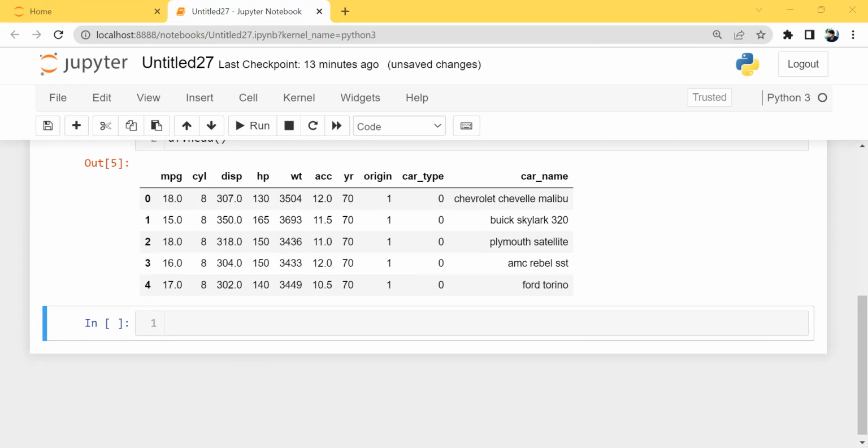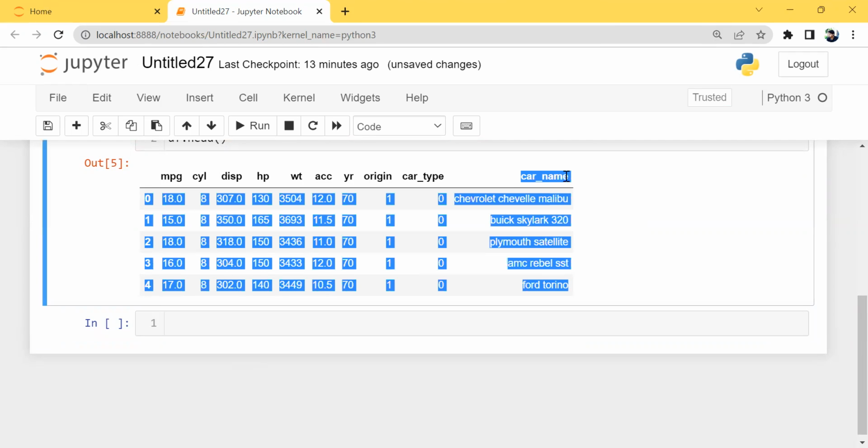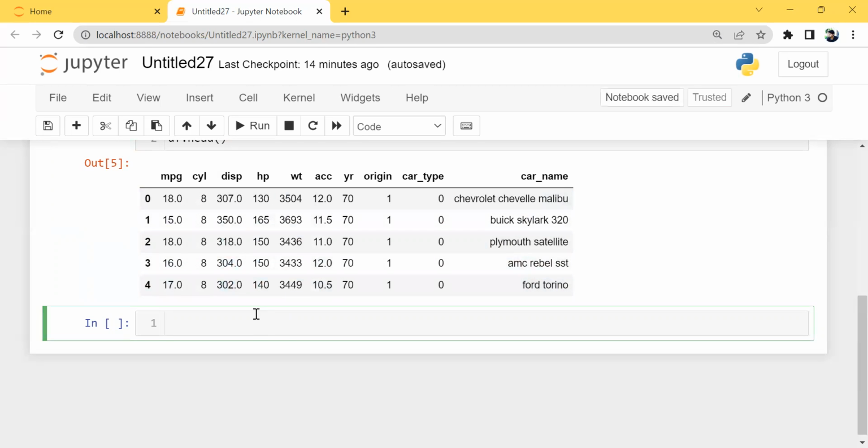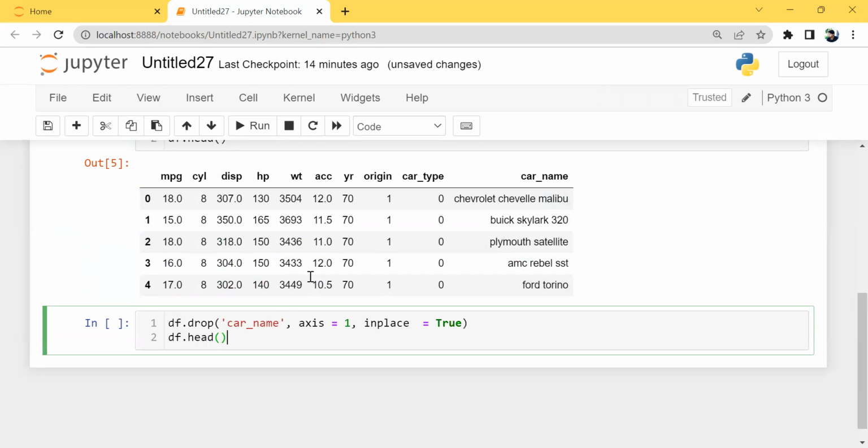Personally, when you look at here, you can confirm that this particular column, that is car name, is of no use. Why? Because there are so many kinds of names, like Chevrolet, Chevrolet Malibu, and Ford Torino, but we don't even consider those cars. What we can do is just remove them.